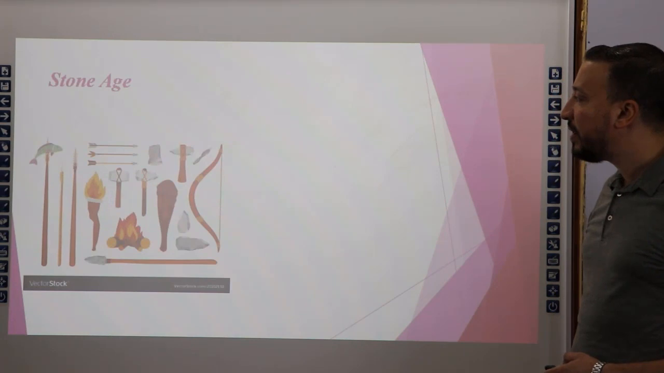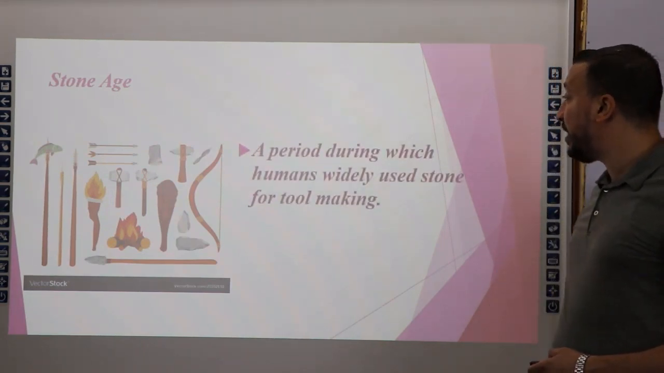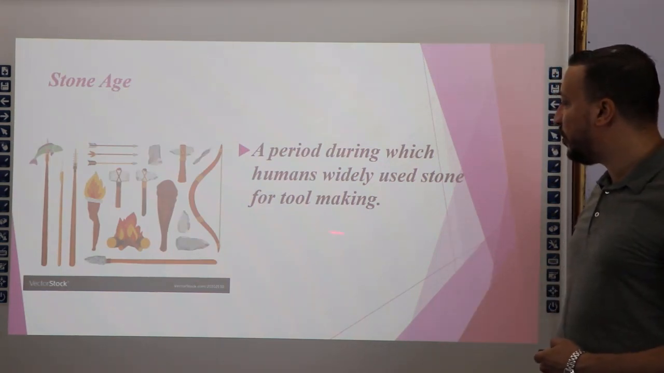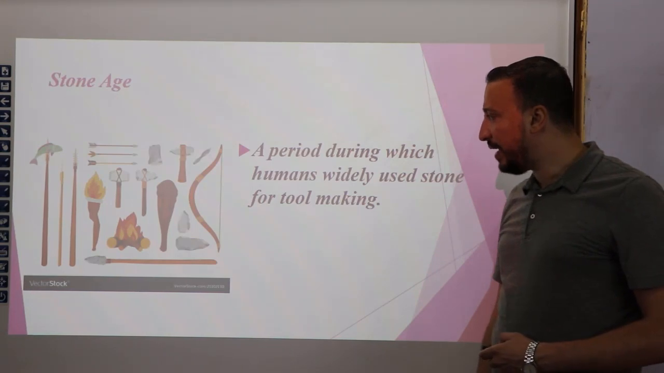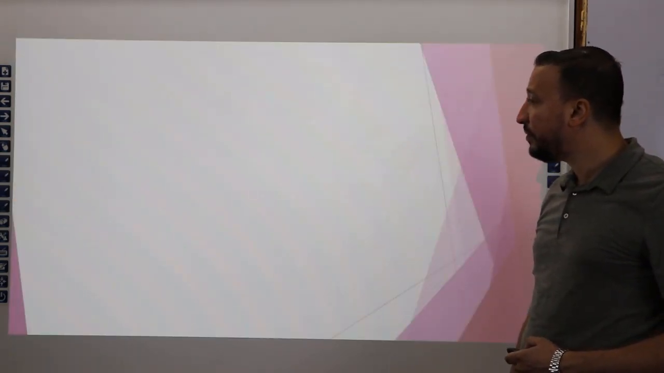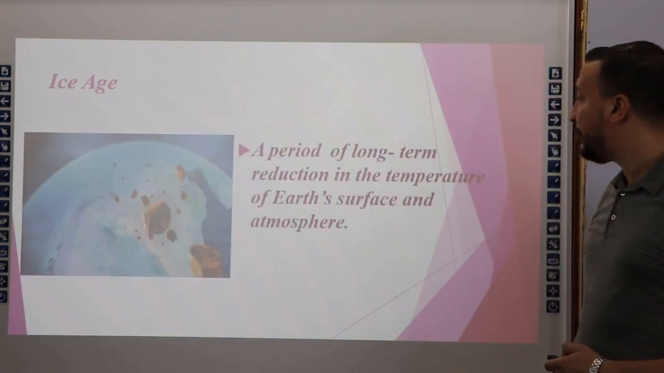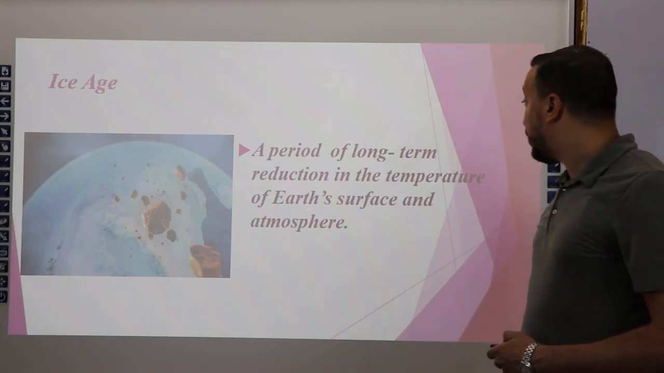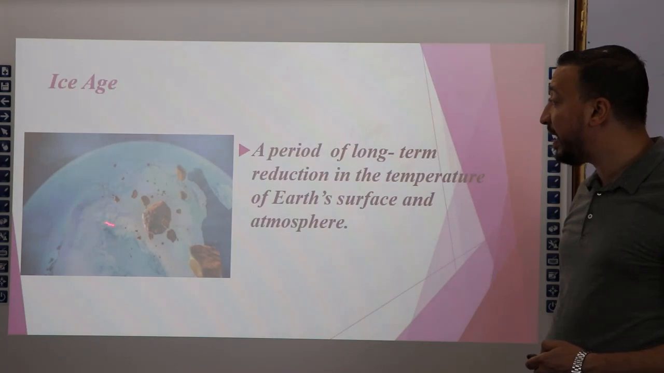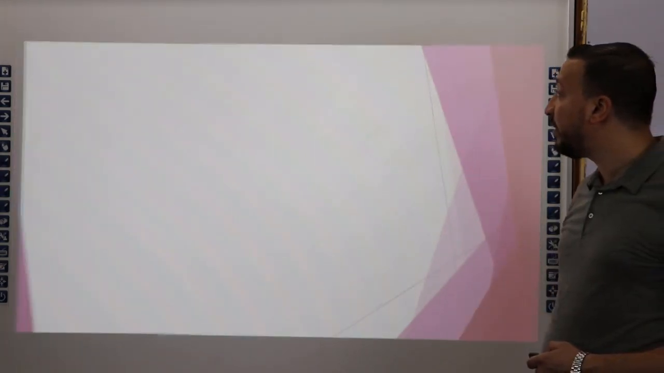Stone Age, العصر الحجري: a period during which humans widely used stone for tool making. العصر الحجري. طبعا عندنا الآيس ايج. Ice age: a period of long-term reduction in the temperature of Earth's surface and atmosphere, اللي هو العصر اللي كان مغطى أو العصر الجليدي. مغطى بالجليد.